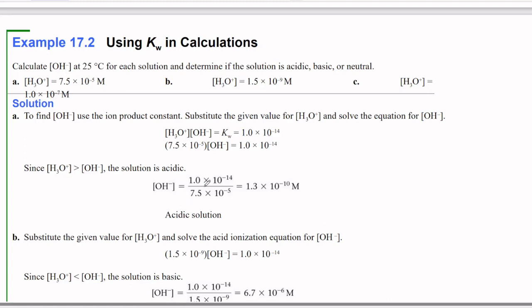Let's see how we can use Kw in our calculations. We know that the product of the OH minus and H3O plus concentration is equal to Kw, and I didn't really mention why that was, so let's talk about that. So what we're talking about is this generic reaction.